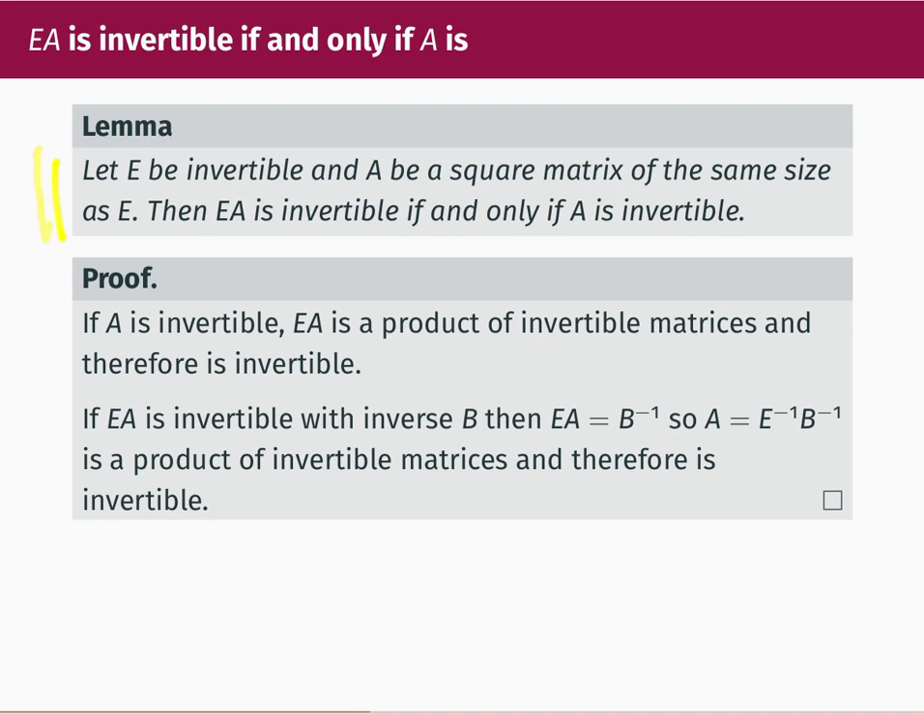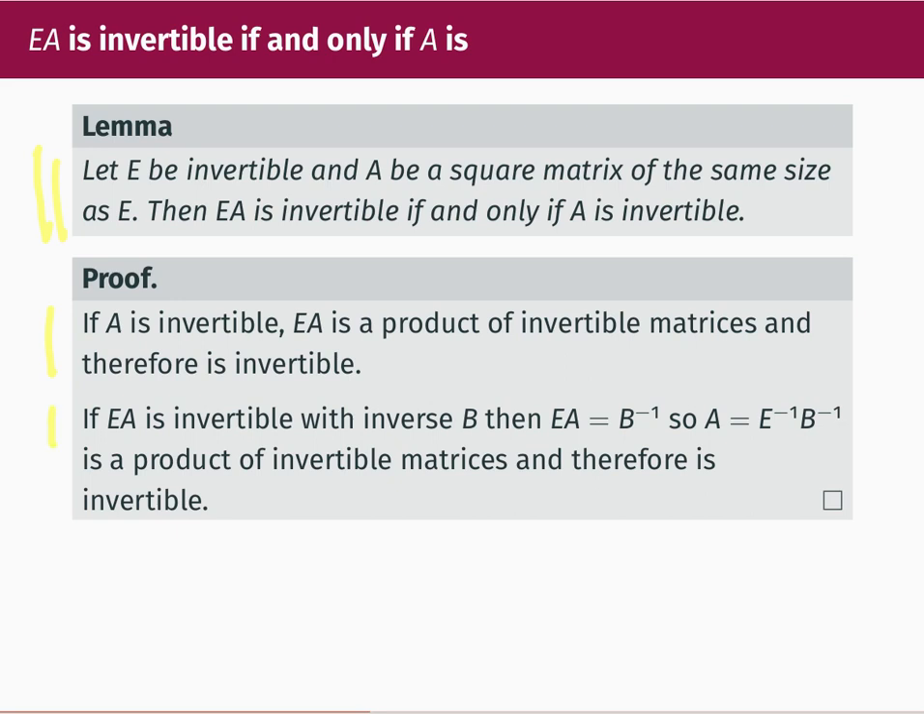Moving on, we need another technical lemma, which is that if E is invertible, and if A is a square matrix of the same size as E, then EA is invertible if and only if A is invertible. First of all, let's assume that A is invertible. Well, in that case, E times A is an invertible matrix times an invertible matrix. Products of invertible matrices are invertible, and therefore EA is invertible.